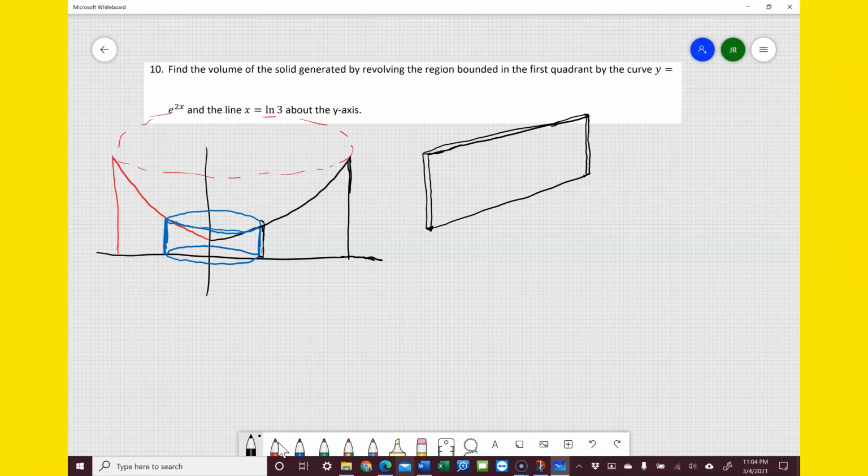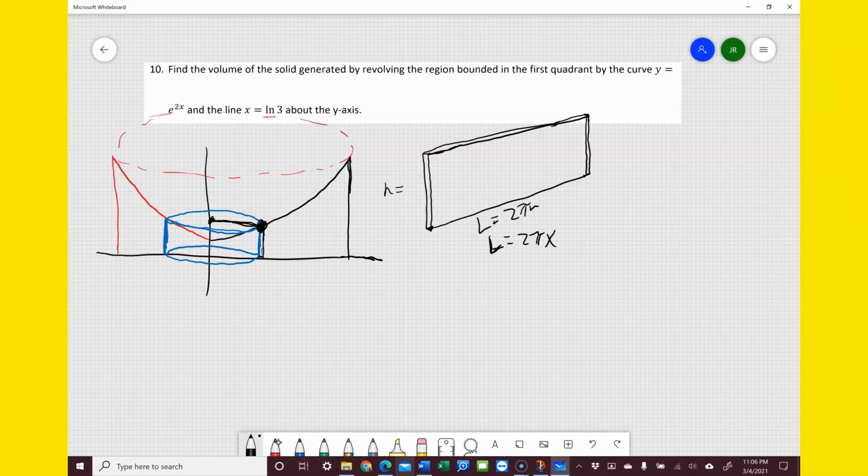Okay, and the length of that rectangle is the circumference of that cylinder, which is going to be 2 pi r, where r is this radius right here. And what is that? That is the x coordinate of this point, which is just x. So the length is 2 pi x. That's the length of that rectangle.